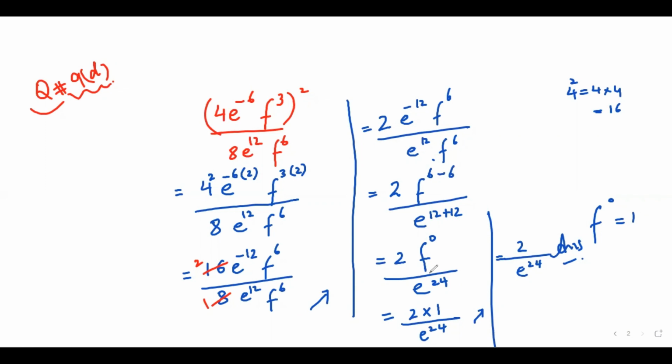Plus 6 and minus 6 will be 0. Whatever power is 0, that becomes equal to 1. So 2 ones are 2 over e power 24. That will be your final answer. Clear now?